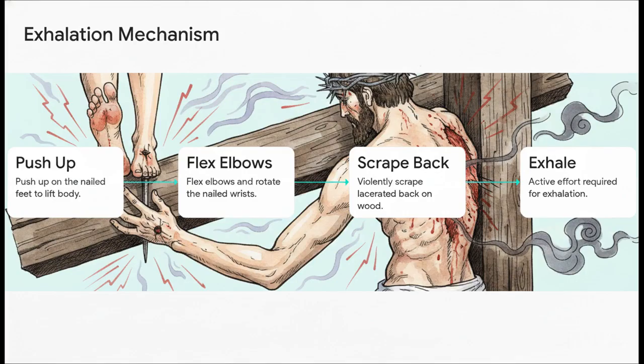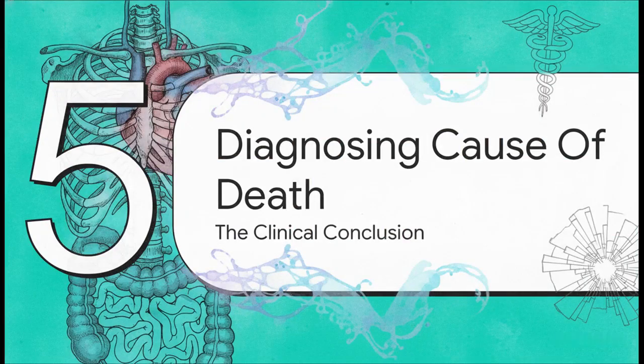To just let a breath out, the victim actually had to actively fight gravity. They had to push up on their nailed feet, flex their elbows, and rotate their nailed wrists. Doing this caused unimaginable searing pain, and on top of that, pushing up meant violently scraping their completely lacerated back against the rough splinters of the wooden post. They had to repeat this torturous process for every single breath, which inevitably led to rapid muscle fatigue, severe cramps, and the very slow creep of asphyxiation. Which brings us to our final section.